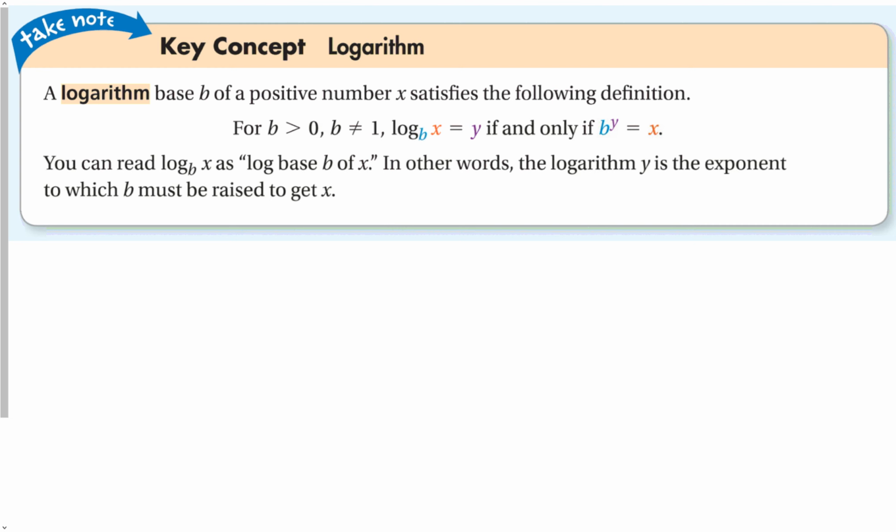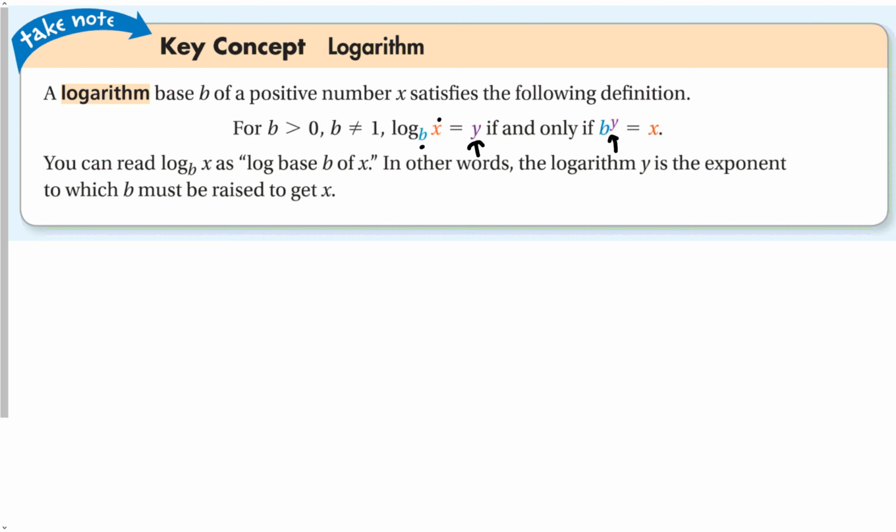Okay, so the logarithm of base b of a positive number x satisfies this definition. As long as b is positive and not equal to 1, we'll talk about it in a second, the log base b of x is equal to y if and only if b to the y is equal to x. So basically, what the logarithm is doing is it's taking two numbers, and the answer to a logarithm would be the exponent that you would use to turn the base into the inside of the logarithm, right? And that's why we have this relationship right there.